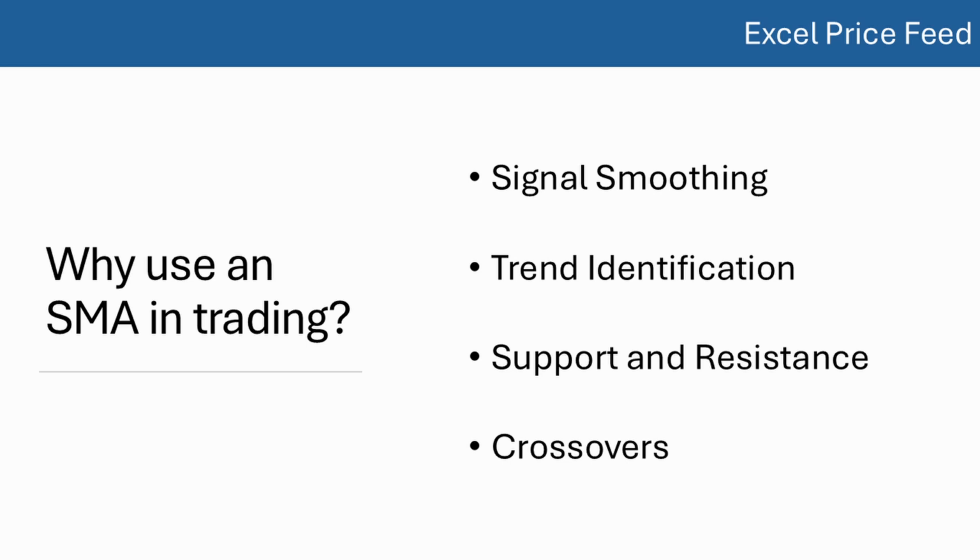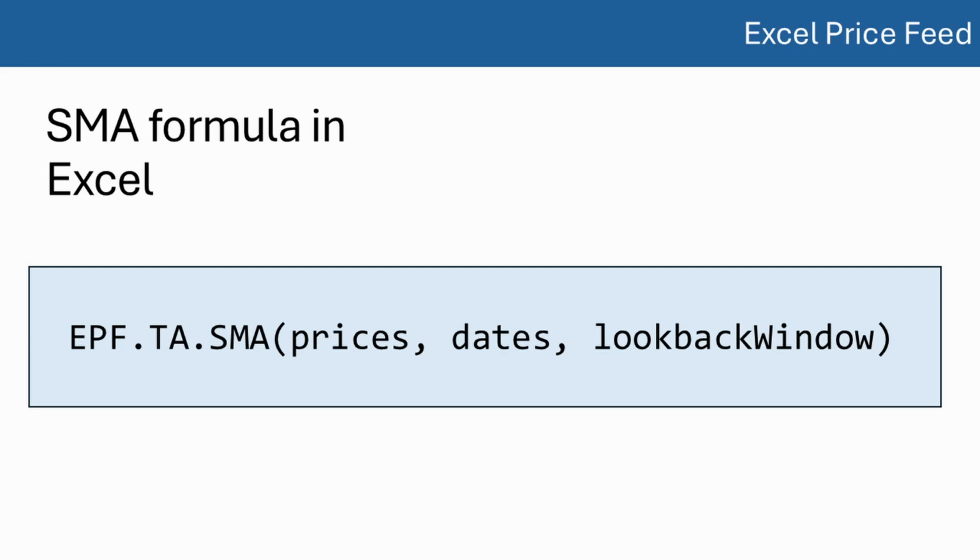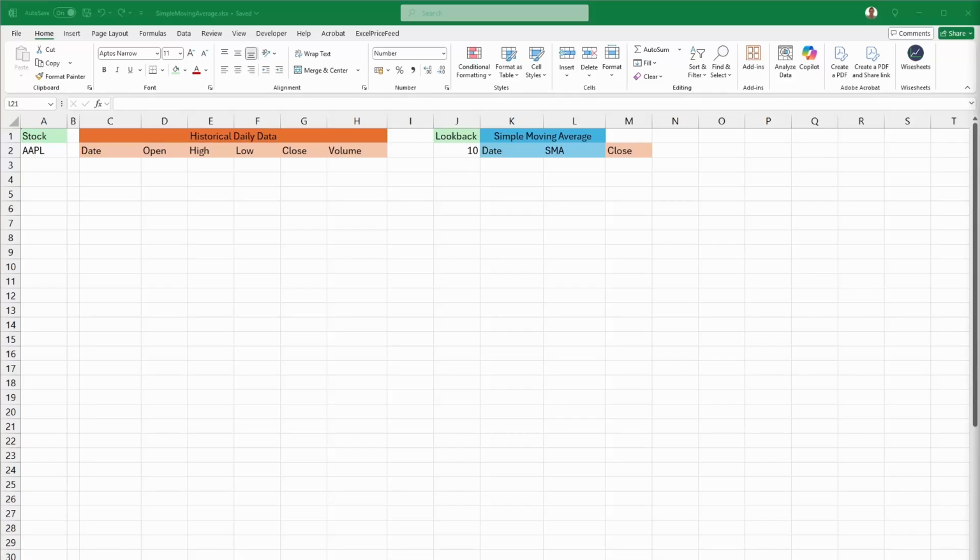Support and resistance levels can be identified where the price may be bouncing off trend lines. In addition, trends with different periods can be plotted, such as the 50 and 200-day moving averages, and where these trends crossover can help inform buying or selling opportunities. The Excel Price Feed add-in includes a simple moving average formula, which requires a list of prices and dates as well as a look-back window. Let's dive in and see it in action.